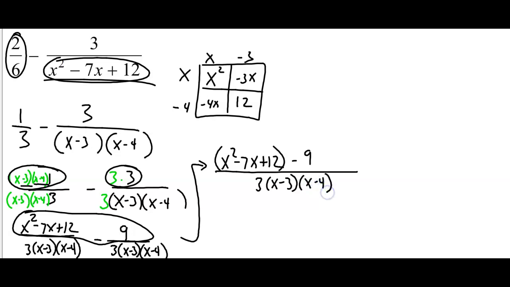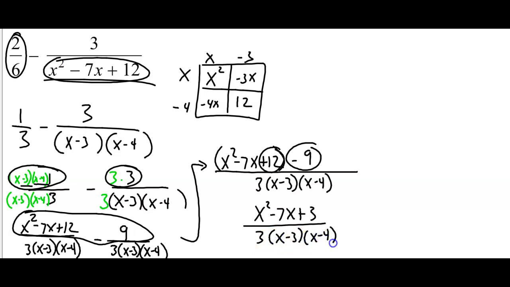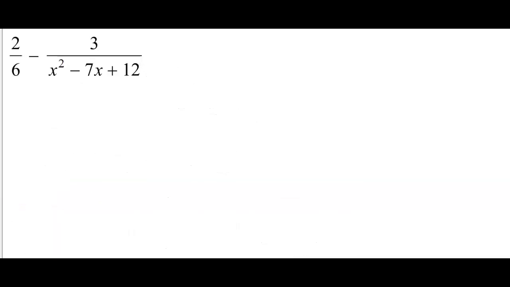And in this case, the 9 and the 12 can be combined together. That would be our final answer there. Once again, maybe it could be factored and reduced, but probably not. We'll move into talking about multiplication.